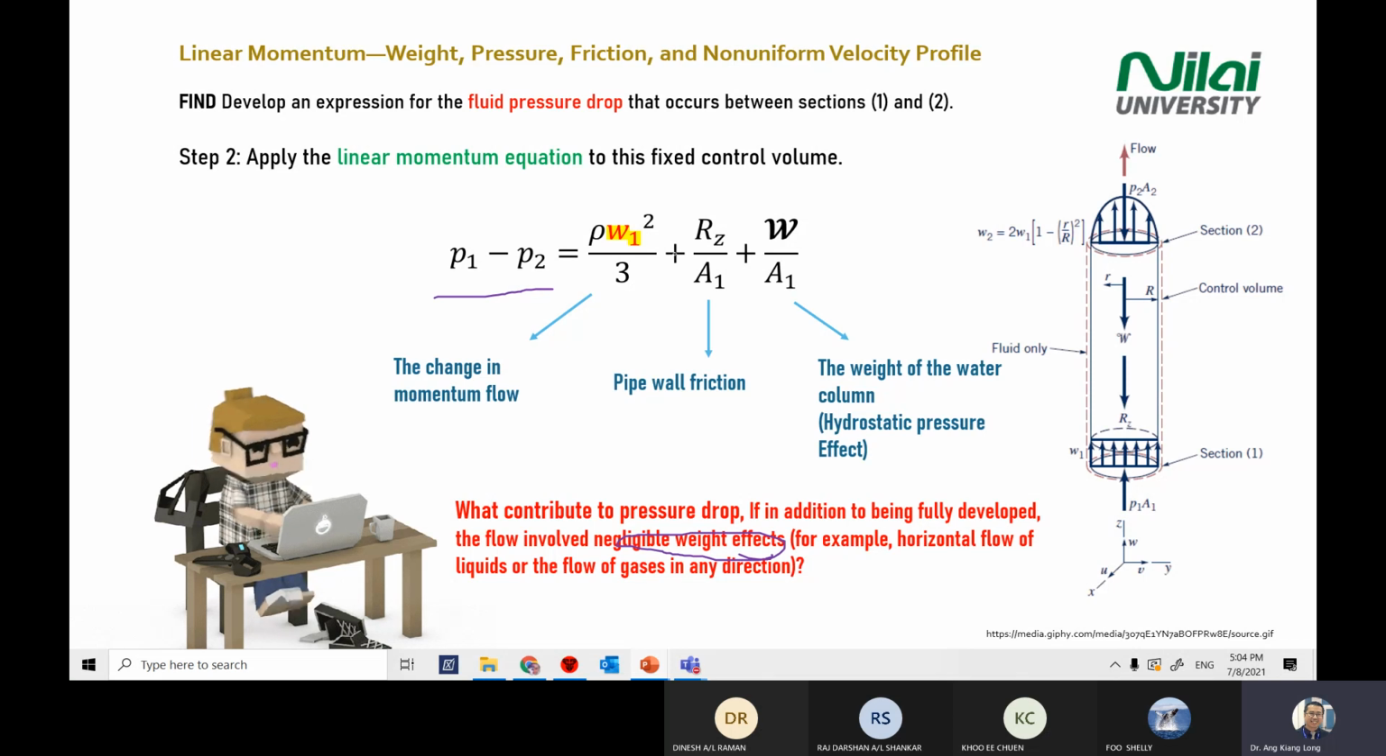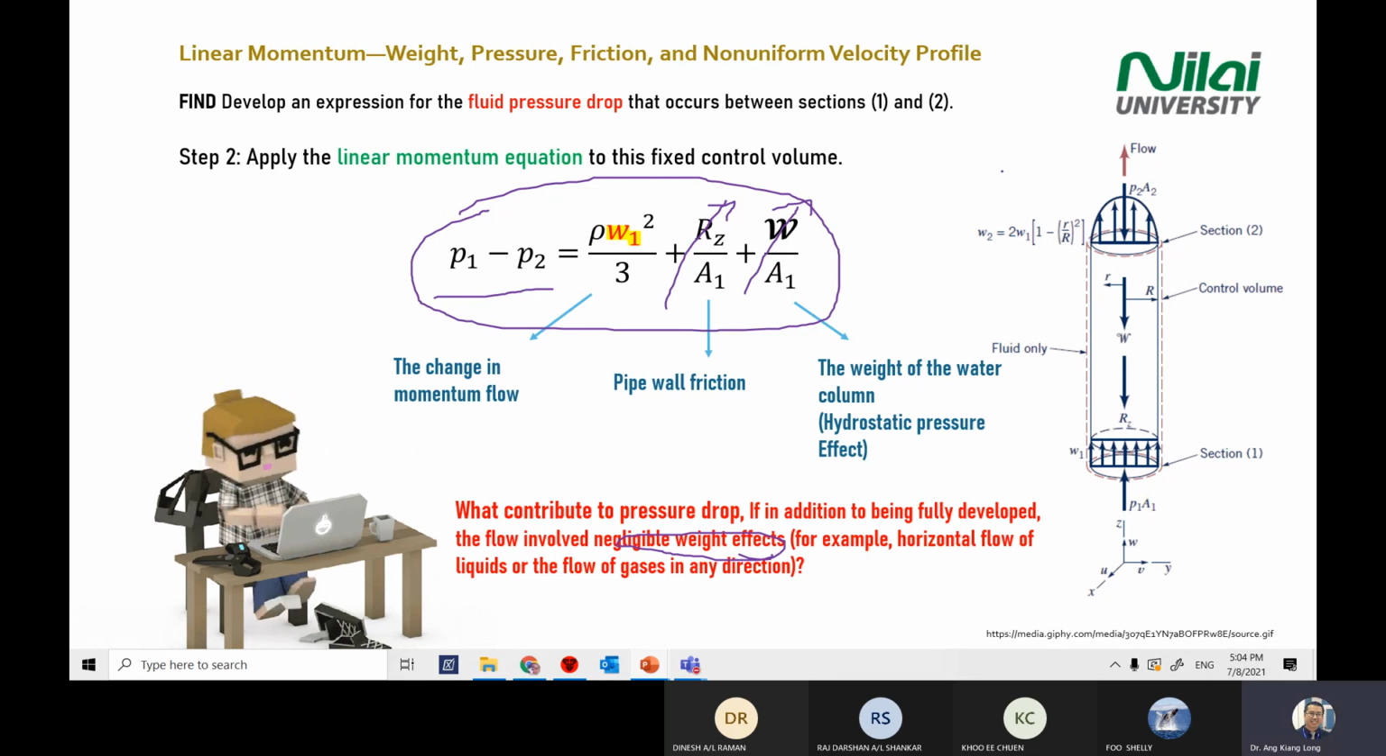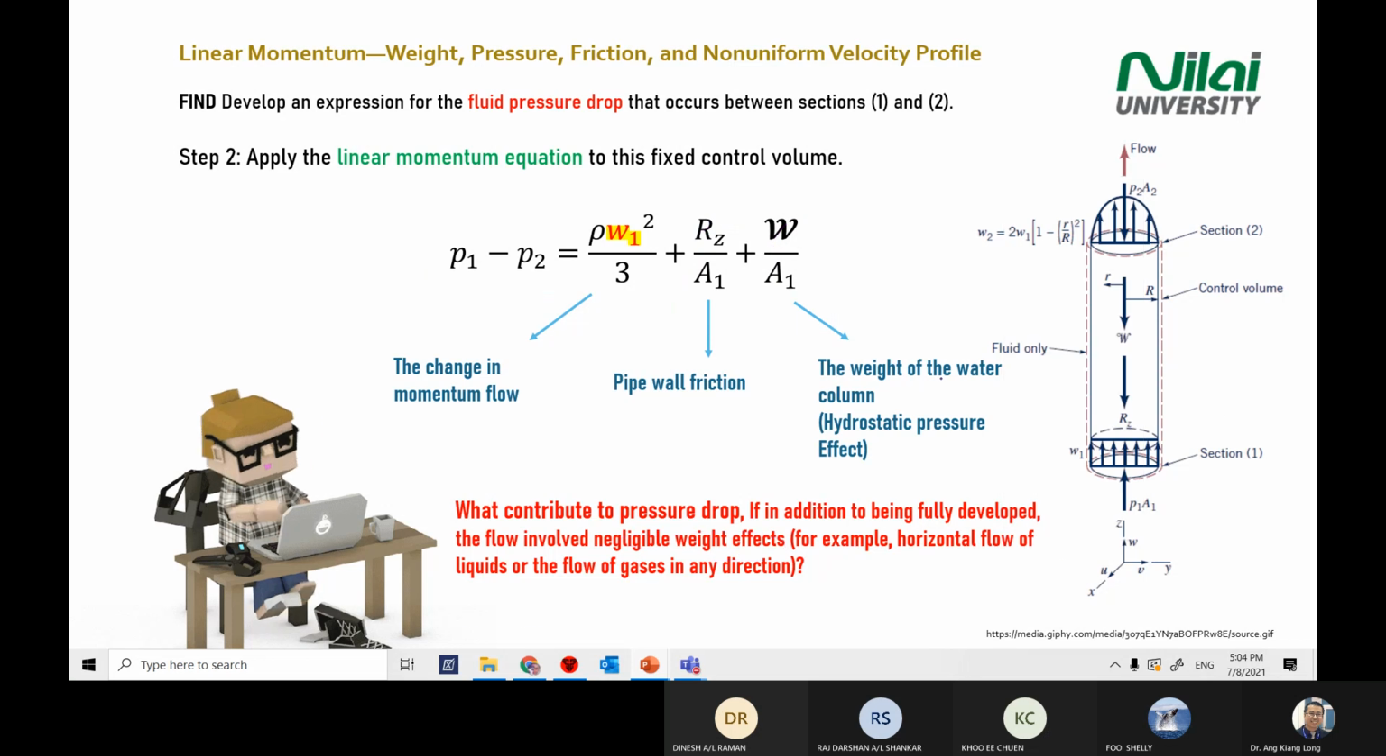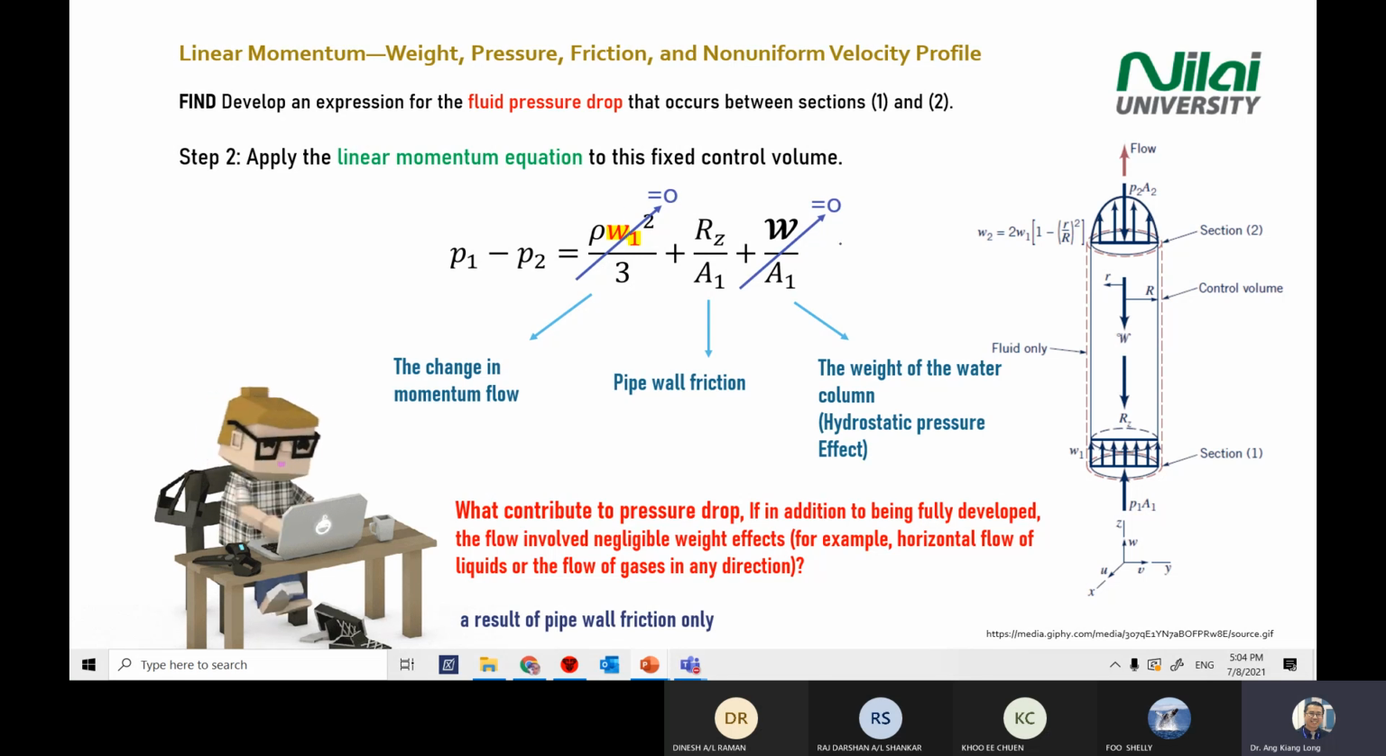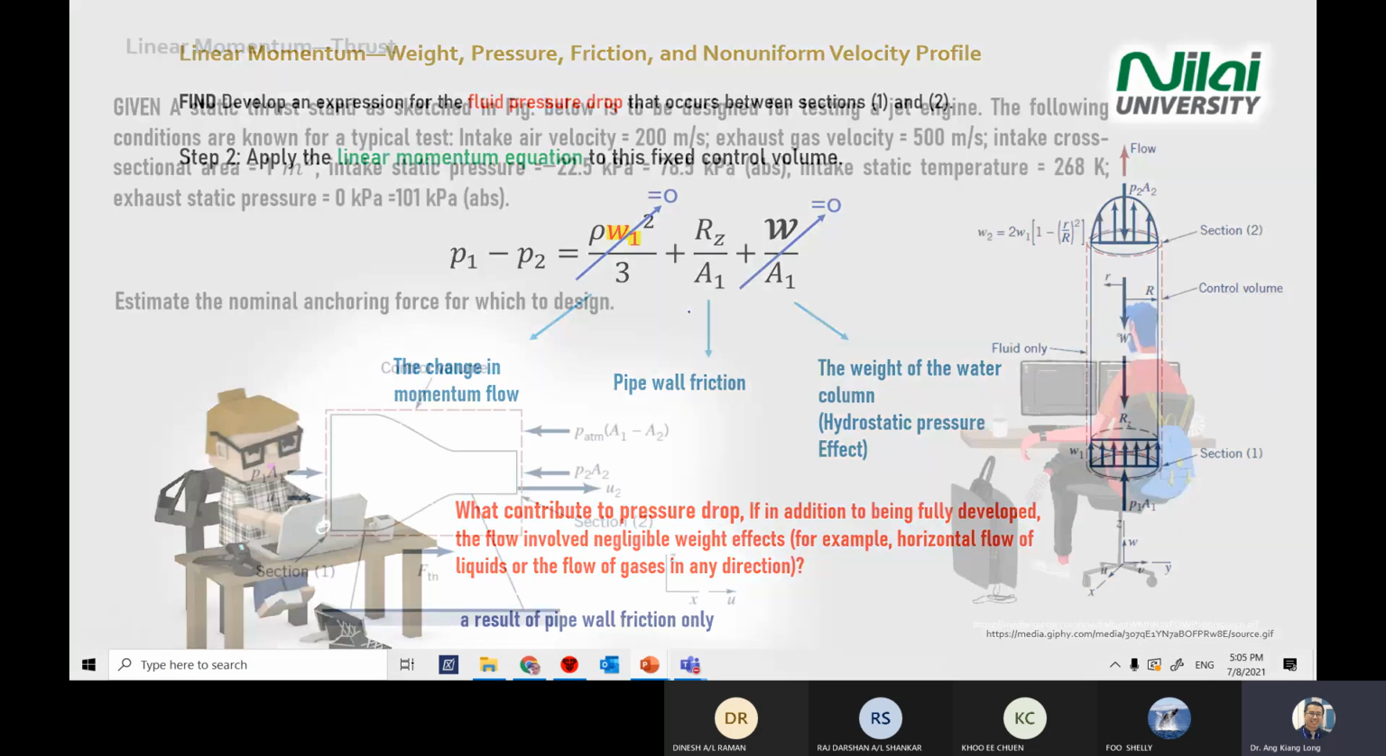By looking at this equation, what happens if you ignore the wall friction or ignore the weight? What happens to this pressure? Compare two scenarios: one with all the effects considered, one with either one of the effects ignored. What happens to the pressure drop? So if you have the same velocity profile and ignore the weight of the water effect, then you only need to consider the wall friction.